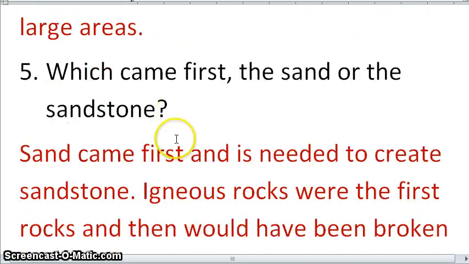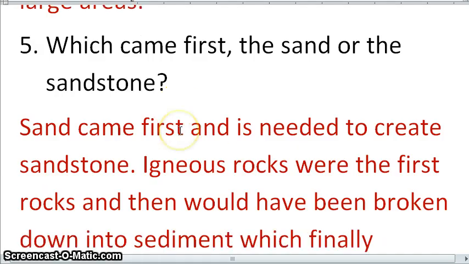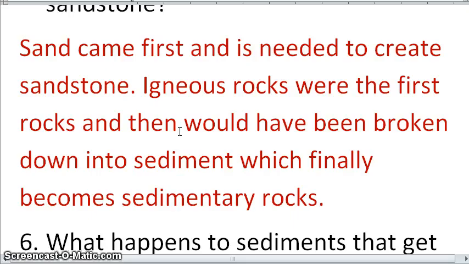The next question here, which came first, sand or sandstone? And our answer to that is that sand would have come first and needed to be there to create the sandstone. Igneous rocks would be the first type of rocks on the surface of the Earth. They would have been broken down into sediment, and that sediment would have gotten deposited in something like a basin, would have gotten glued together, compacted, and then eventually it would have become a sedimentary rock.